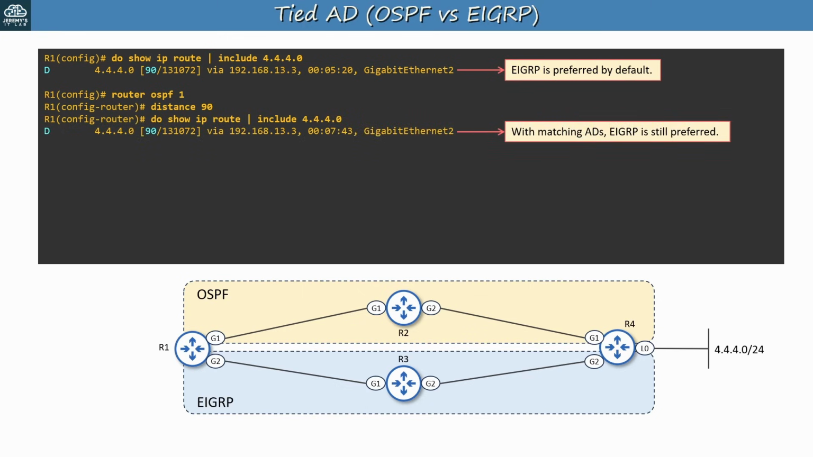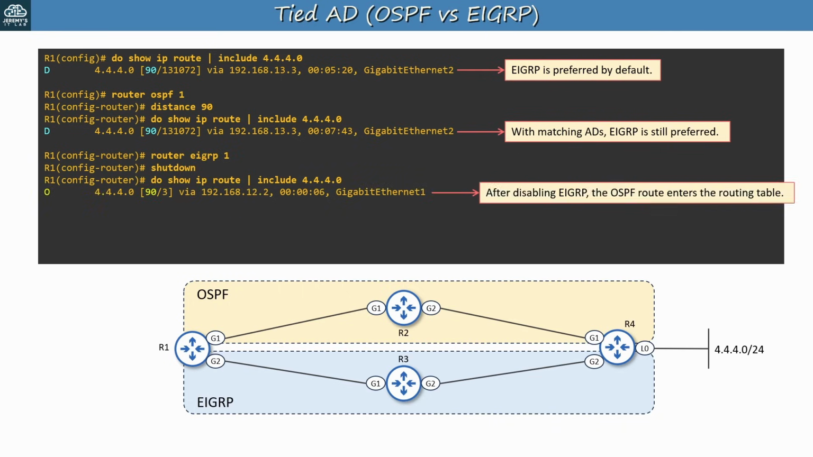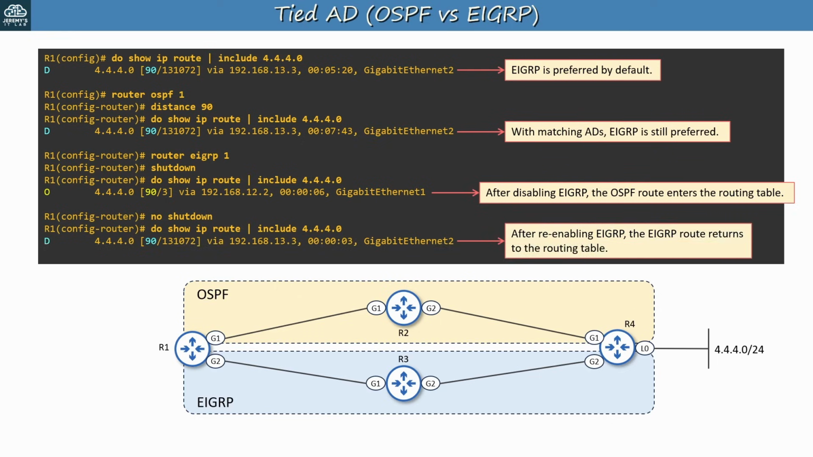It's still in the routing table. I shut down the EIGRP process running on R1, and the OSPF route took over and entered the routing table. Now, what do you think will happen after I re-enable EIGRP with no shutdown? The EIGRP route returns to the routing table, winning out once again over the OSPF route. So it seems EIGRP routes are preferred, even with a tied AD.